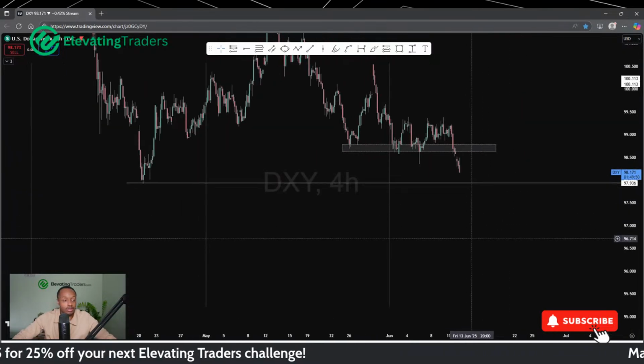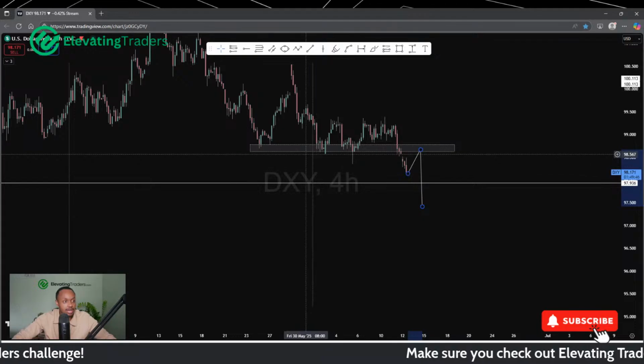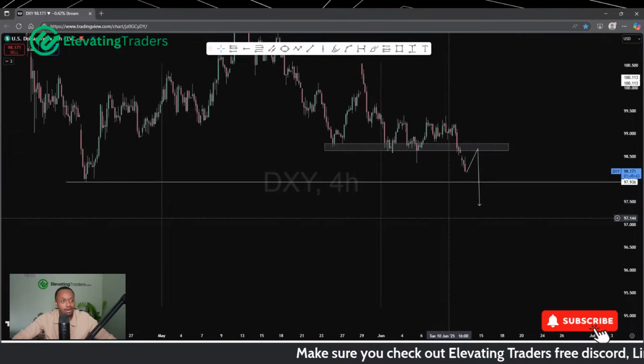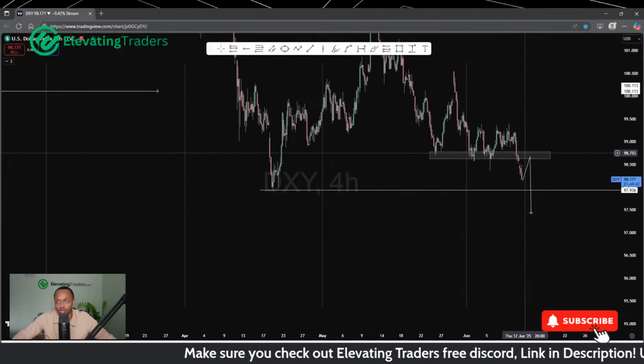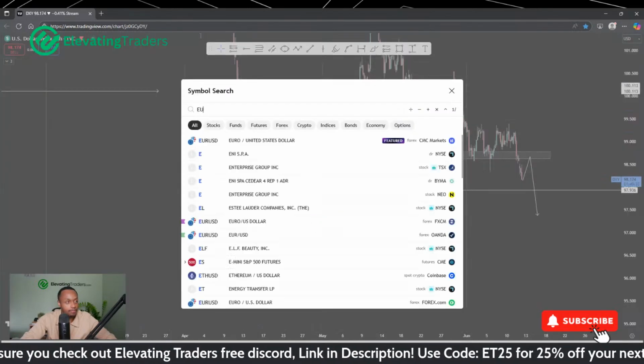But yeah, price is still pretty bearish. There might be a last minute opportunity on the retest of that level. If the market would be kind enough to pull back, there could be some nice shorts intraday there. But nonetheless, it looks like we're going to continue to fall.